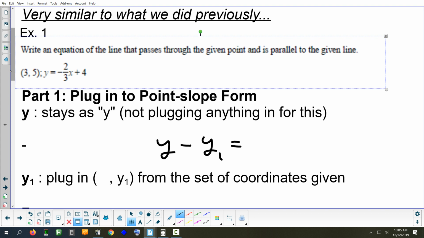So, look at that equation right there. Who can tell me what the slope is in the part that I circled? Yep. Negative 2/3. Negative 2/3. If I am looking for a line parallel to that, what is the slope going to have to be if it's parallel to the one I circled?